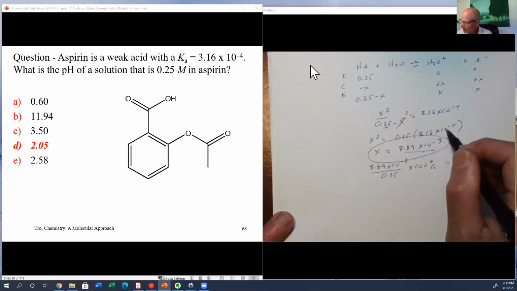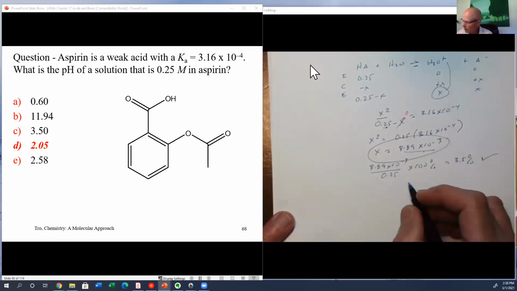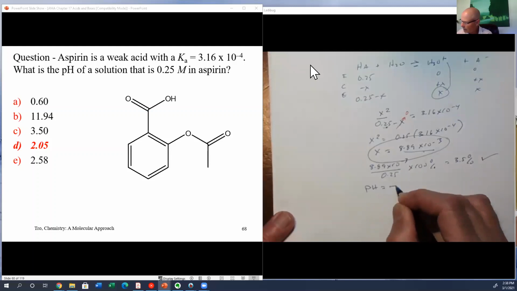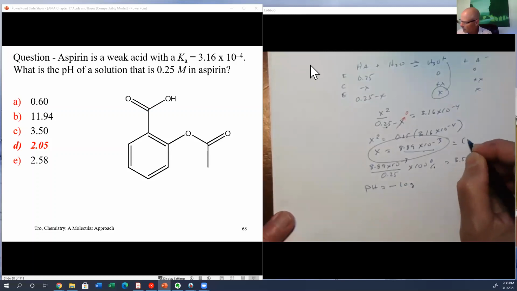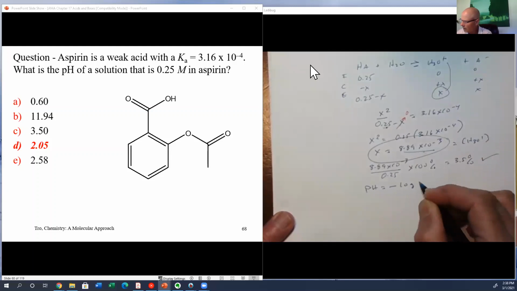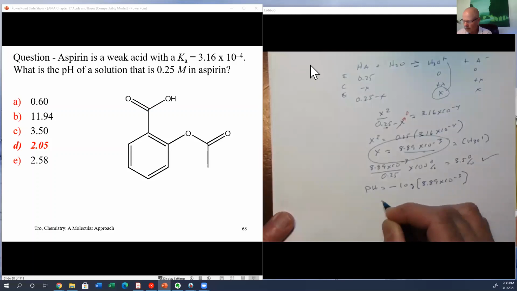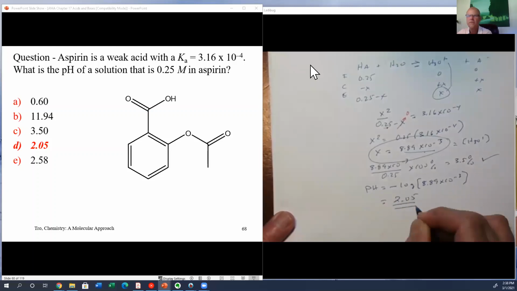So X then gives me the concentration of H3O plus. So pH is equal to minus the log of the H3O plus concentration. Minus the log of 8.89 times 10 to the minus 3 is equal to 2.05. Okay, and by the way, always think about your answer, right? This is a weak acid. You should have a pH that's low, an acidic pH. If you solve this problem and you get a pH of 10, you should go, wait a minute, something's wrong, right? I should have an acidic pH when I have a weak acid.